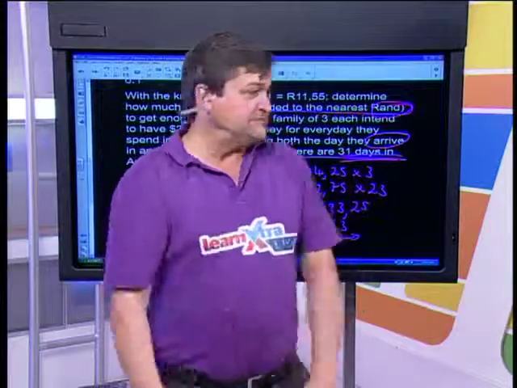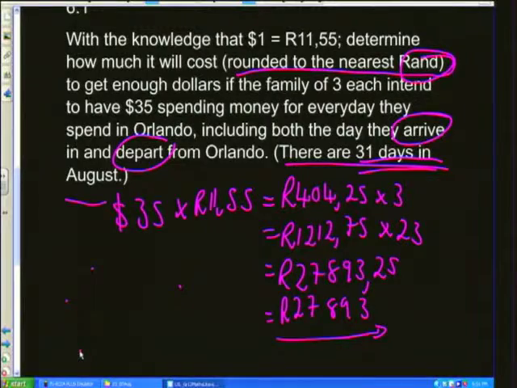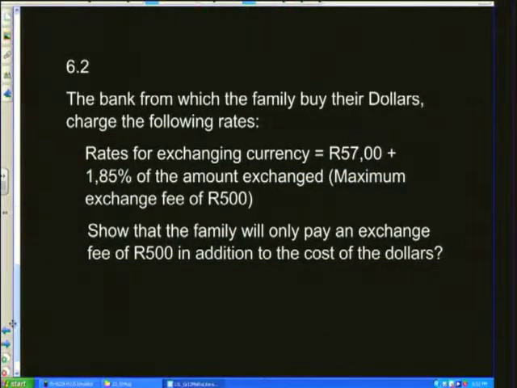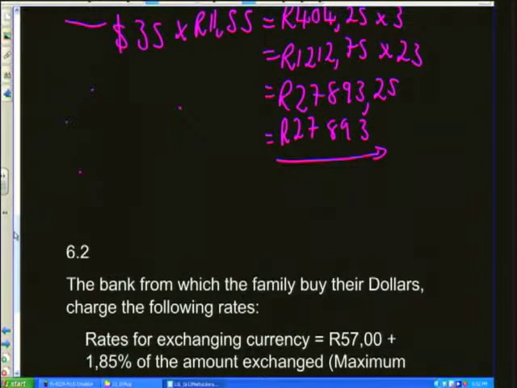So off we go. We say to the bank, right, we want to know how much commission we are paying. So here it is. The bank from which the family buy their dollars charge the following rates. The rates for exchanging currency is 57 Rand plus 1.85% of the amount exchanged. Maximum exchange fee of 500 Rand. Show that the family will only pay an exchange fee of 500 Rand in addition to the cost of the dollars.